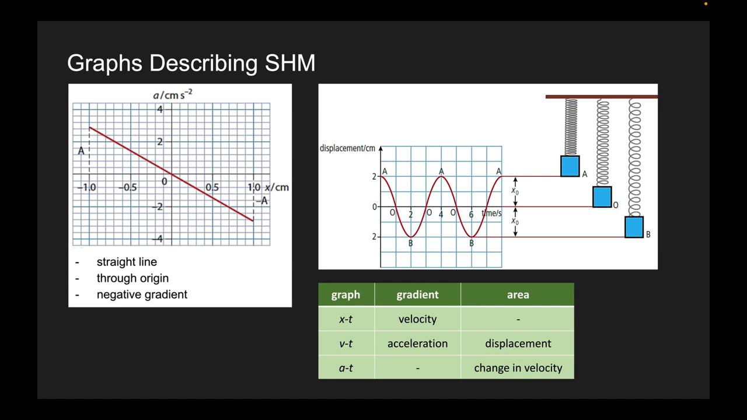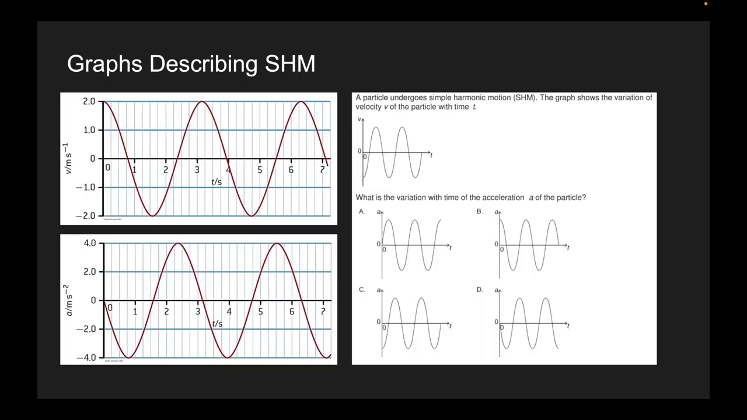Let's recall the gradient and the area of different graphs. Gradient of the displacement time graph gives velocity, gradient of the velocity time graph gives acceleration, and then area of this graph gives displacement. Area of the acceleration time graph gives a change in velocity. There you can see examples of velocity time and acceleration time graphs.